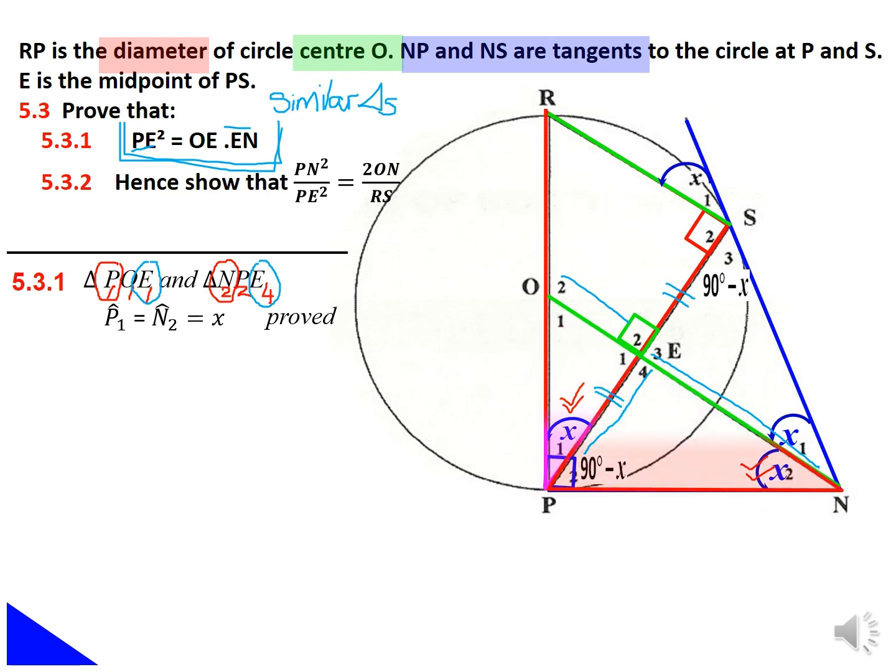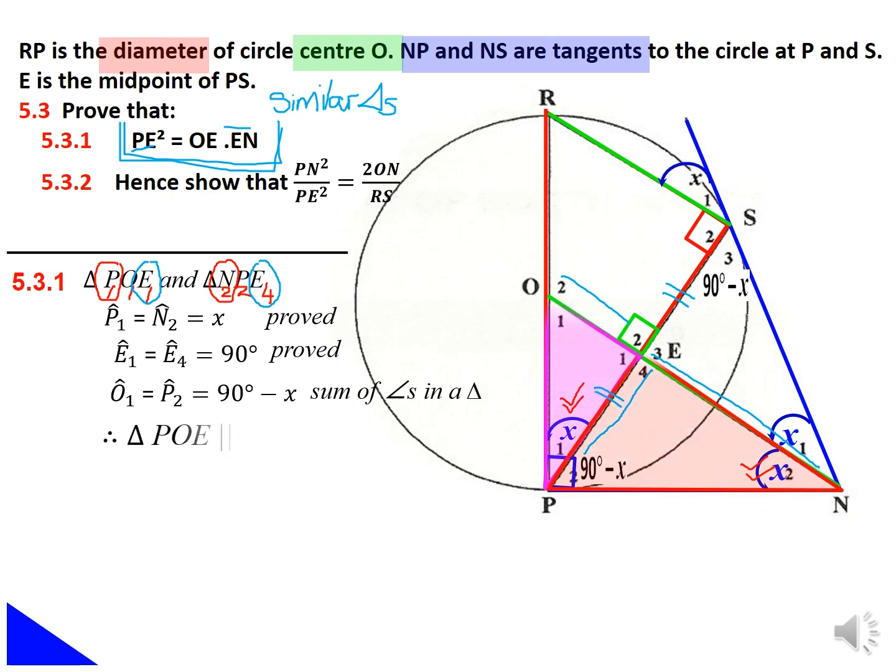Going forward, P1 and N2 are equal. We have explained that one. Then E1 and E4 are equal to 90 degrees each. We have also proved that one. Then the third one, O1 and P2, they are equal, since the sum of angles in a triangle adds up to 180 degrees. Now that we have three pairs of equal angles, it follows that triangle POE and triangle NPE are similar to each other because they have equal corresponding angles.